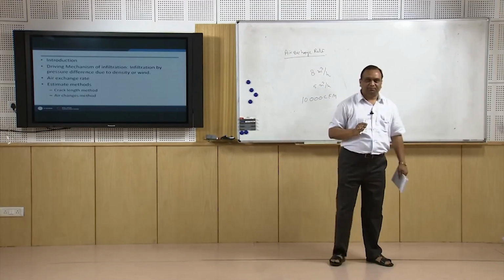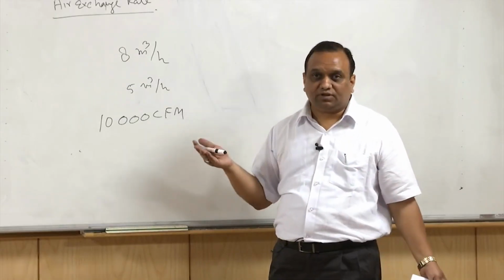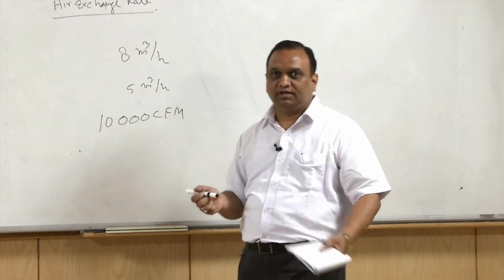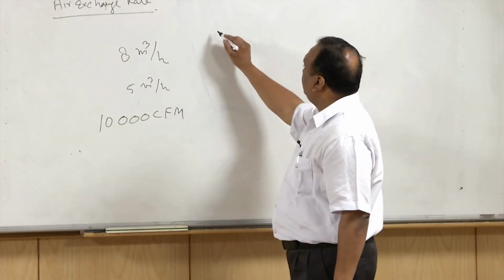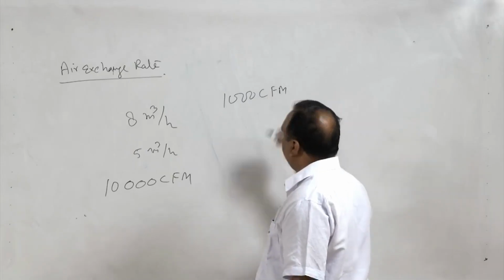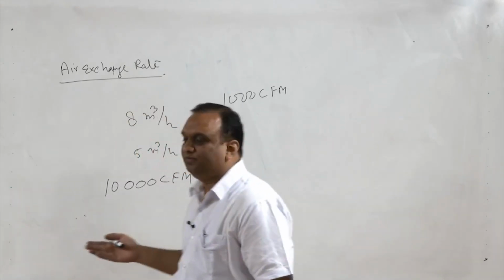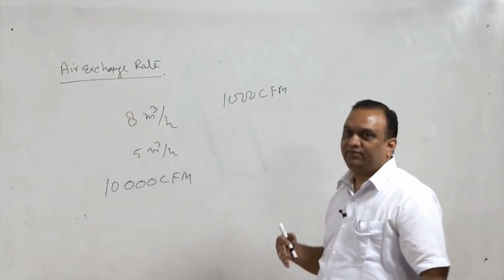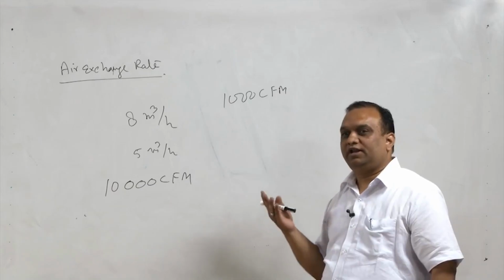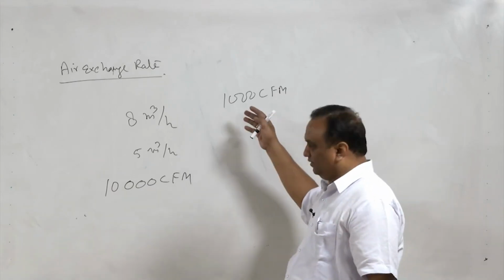The issue is this is only flow rate. It depends on the size of the building. 1000 CFM may be very high in a small house. In a small house of 2 rooms, suppose there is a 2-room set, 1000 CFM may be very high. But in a multi-story building of 3 or 4 stories, this may be negligible.